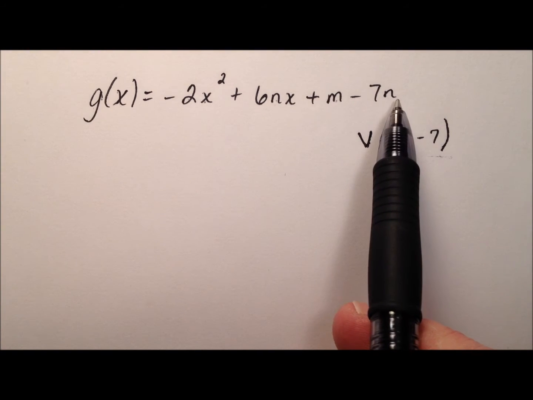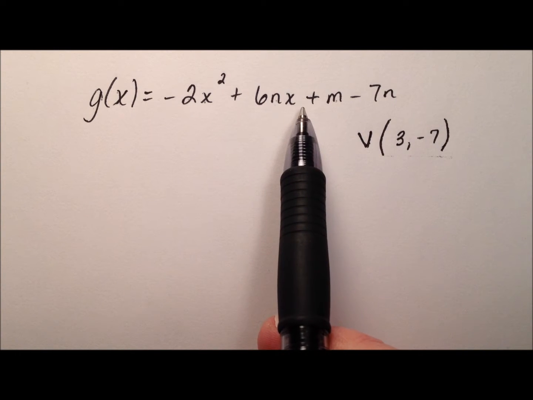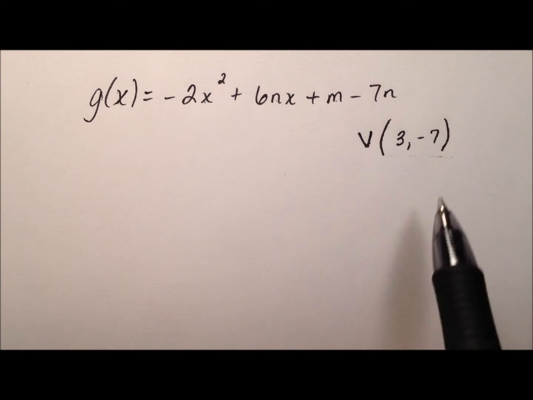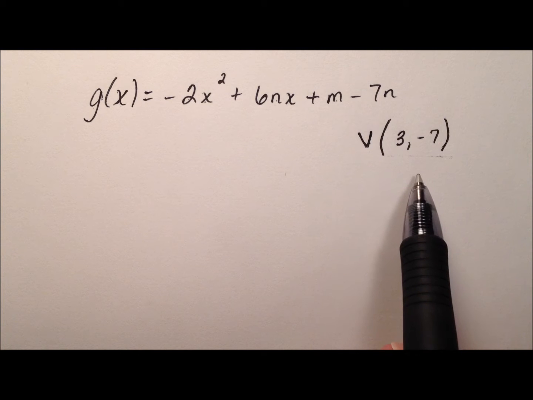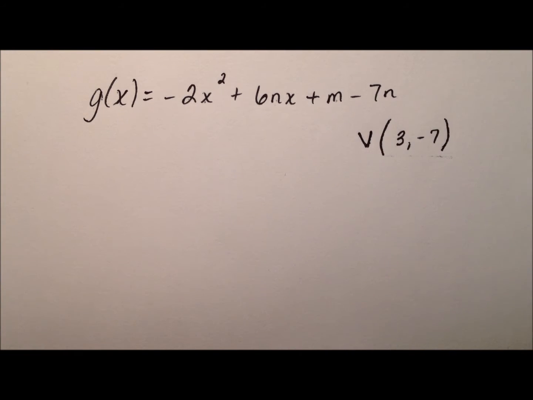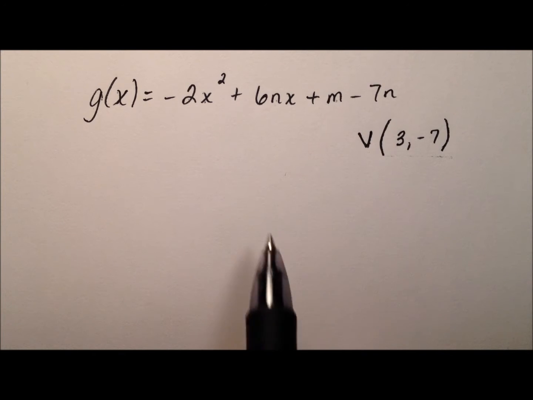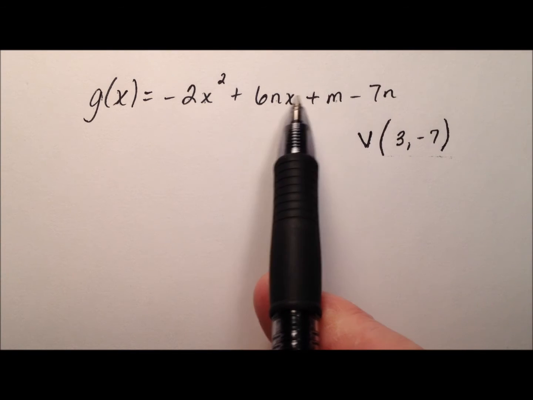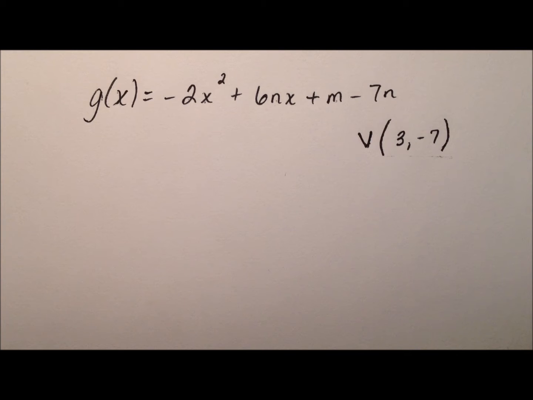So remember that when we graph a quadratic function, its graph is going to be a parabola, and we know that the vertex of that parabola will be the ordered pair (3, -7). So how can I use that information to go ahead and find the values of m and n and write this quadratic function? Well, if you'd like to pause the video and give it a try, go ahead and do so, and then come on back and we'll work a solution together.